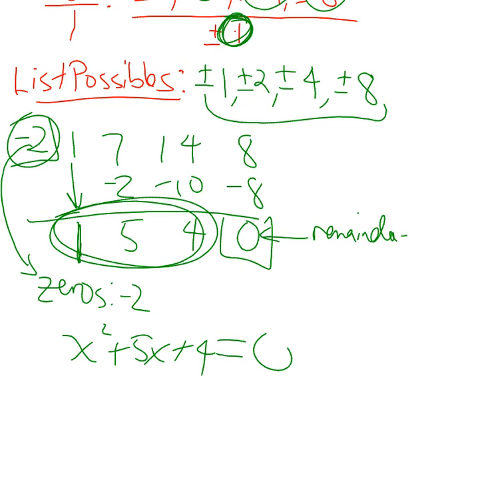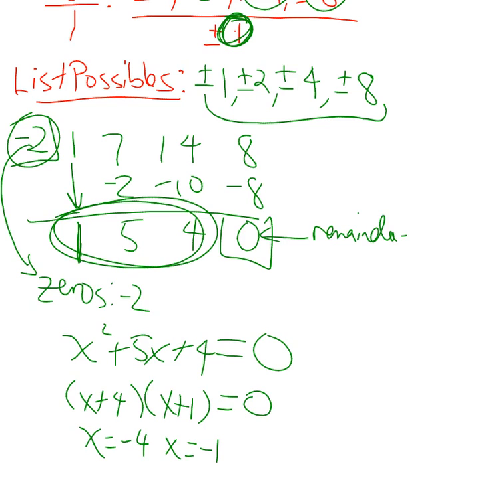Well, if I set this equal to 0 and try and solve, wait a minute, I know any quadratic I am given I can solve. Couldn't you factor into x plus 4 and x plus 1? Giving me x equals negative 4 and x equals negative 1. And lo and behold, I found all my zeros. The negative 2, by just trying the list of possibles, and by solving the quadratic that I created, negative 4 and negative 1 are my other zeros. I've now found all the zeros of this polynomial.